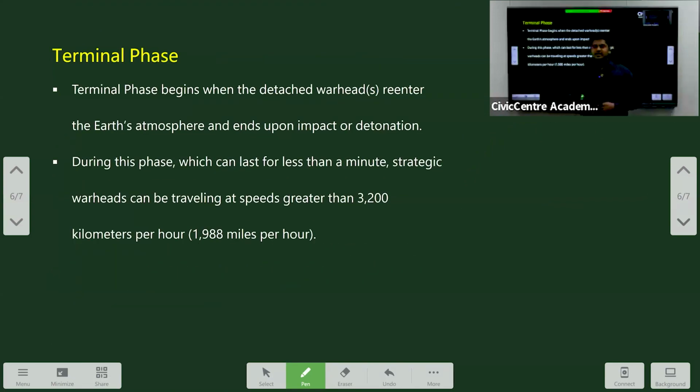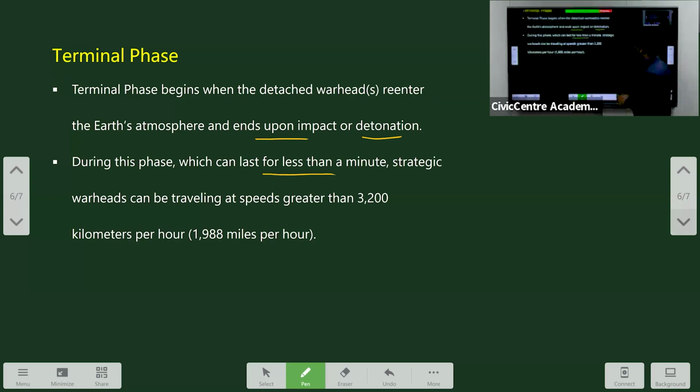This terminal phase begins once the warhead comes back into the atmosphere, because just now we talked about it. We said that in the mid-course phase, the warhead is going to leave the atmosphere. But in this phase, once the warhead comes back into the atmosphere, the terminal phase begins, and this phase ends upon the impact of the detonation. This phase can last for less than a minute. Strategic warheads can be traveling at a speed greater than 2,300 kilometers per hour.